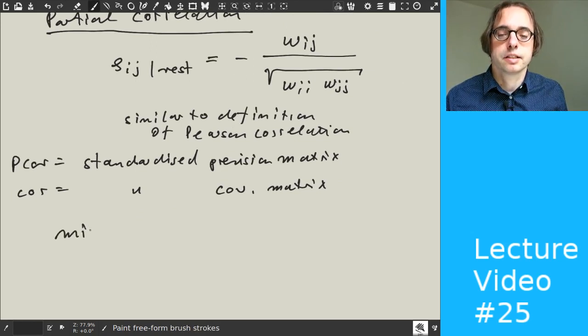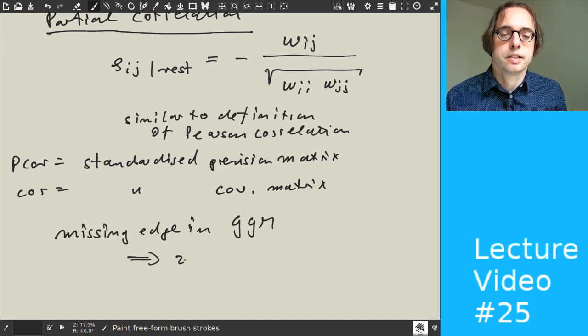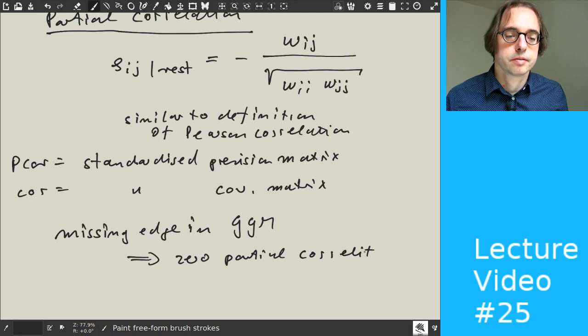So a missing edge in a Gaussian graphical model means zero partial correlation. And one interpretation of partial correlation, I mean, not one interpretation, that's basically the interpretation: you keep the variables fixed, and then it's basically the correlation that remains between those two variables if all the other variables have been taken into account.